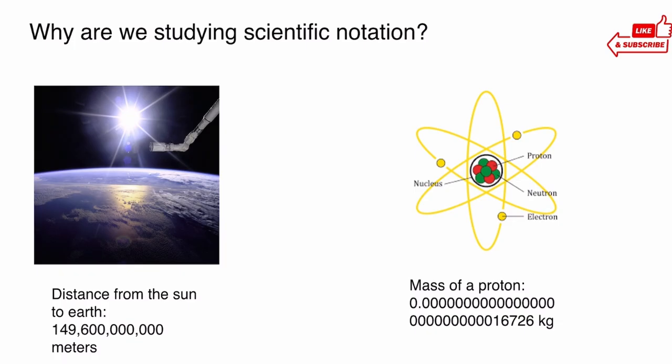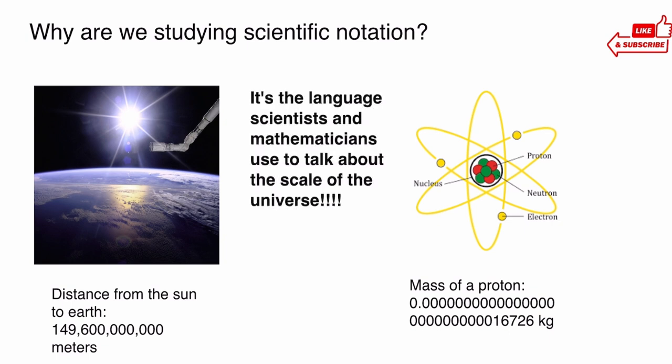So in the universe, we have really big numbers. We also have really small numbers, and these can be hard for scientists to write. Well, not necessarily hard, but it can make them prone to error. Say they forget a zero or they misplace a decimal point. So scientific notation is a way to write these really big or small numbers in a simple manner. Or in other words, it's the language that scientists and mathematicians use to talk about the scale of the universe. So really big things like distances between planetary bodies or really small things like the mass of a subatomic particle.